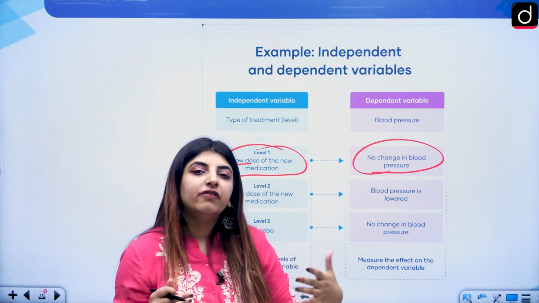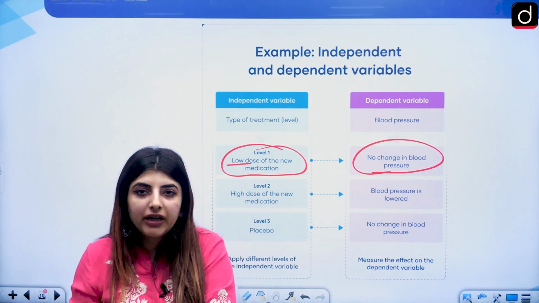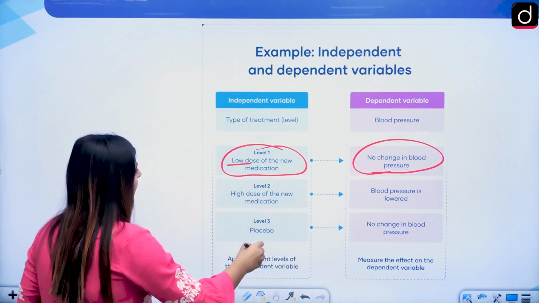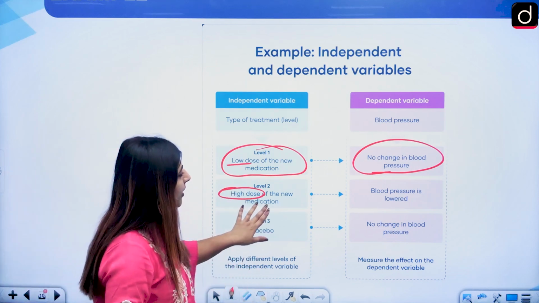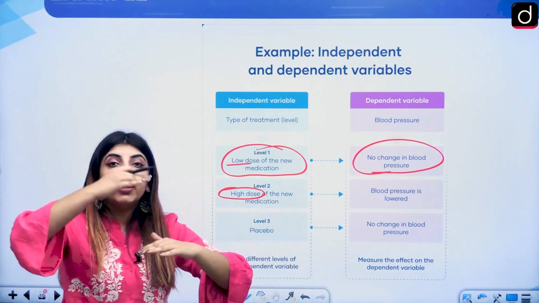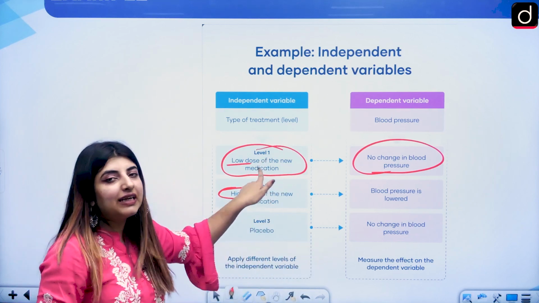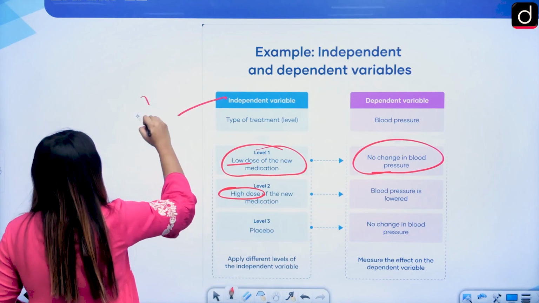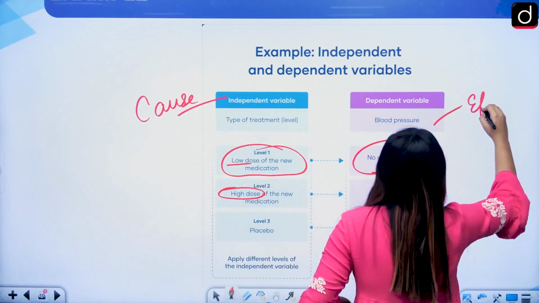The example that I was giving you with Complan, that if I am not drinking it in a particular quantity, there will be no significant change in my height, right? On level 2, a high dose of the new medication, blood pressure is lowered, right? So now I gave a high dose, so blood pressure is lowered. So now you see the changes that I'm making here, they are having the effect here. So as I told you, these are the cause and these are the effect.